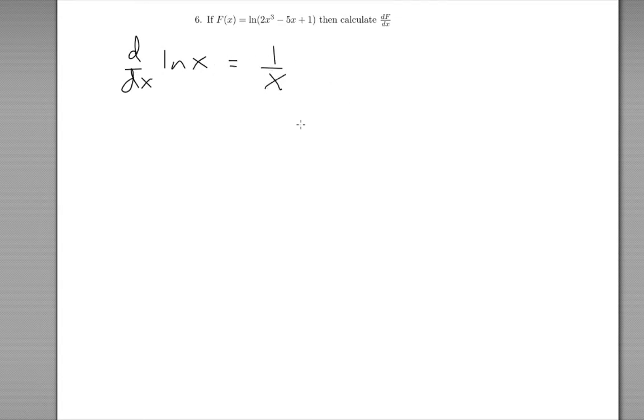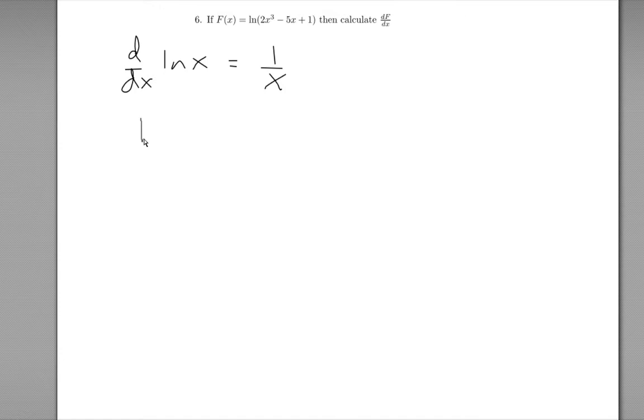However, we have a problem here in that we're not trying to take the derivative of ln x. We're actually trying to take the derivative of ln of 2x cubed minus 5x plus 1. And we don't quite have a formula for this. However, in this case, what we can do is make use of the chain rule. The big problem here is that we have all of this stuff inside the ln.